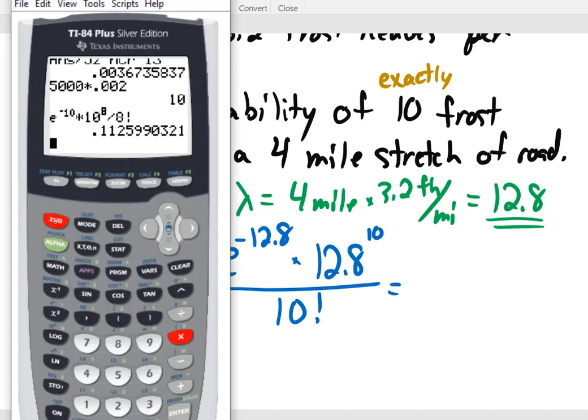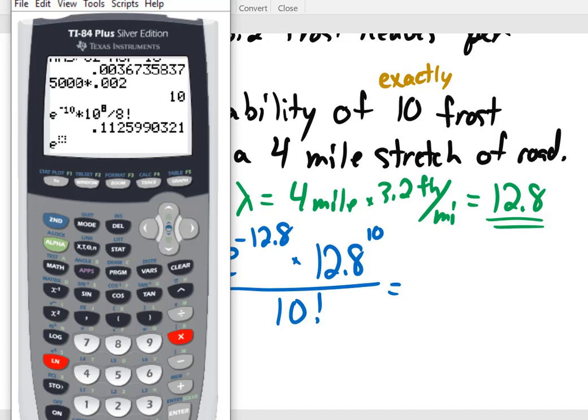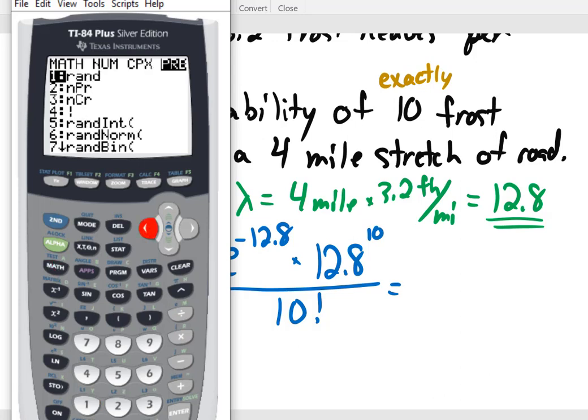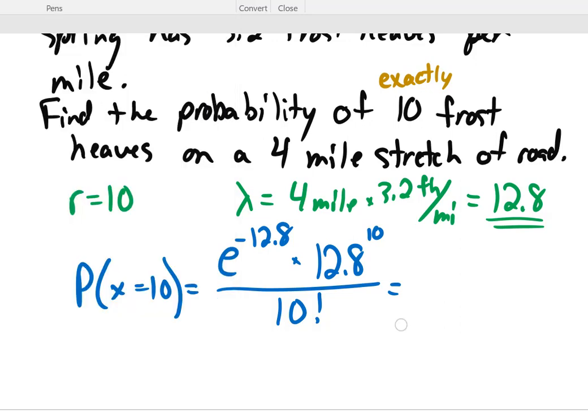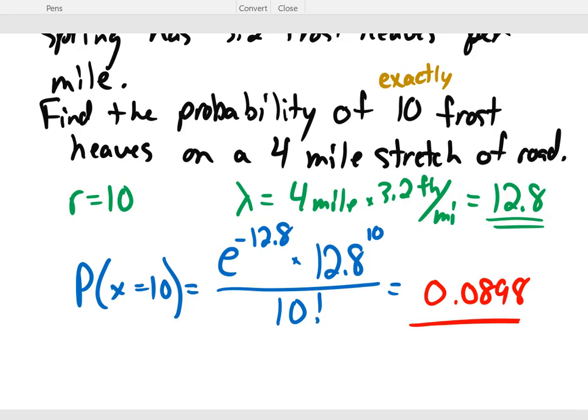So again, second ln gives us the e to the power of. Use the negative key there, negative 12.8. Arrow out of there. Times 12.8 to the power of 10. Arrow out of that power, divided by 10, math, factorial. Equals 0.0898. So that probability of having exactly 10 frost heaves in that 4-mile stretch of road is just under 9%.